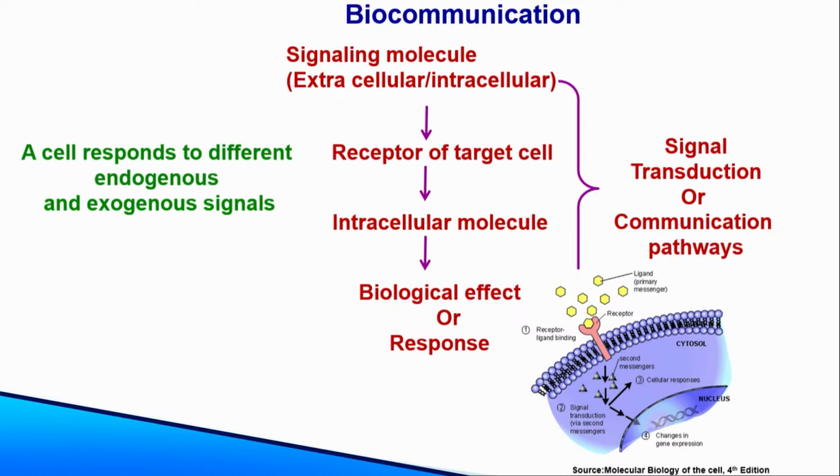But it is very important to understand that these signals are very specific, and the receptors to receive these signals are also very specific. So, you can see here that each receptor is specific for each signal, and there are different types of mechanisms by which it can be interpreted by the cell.